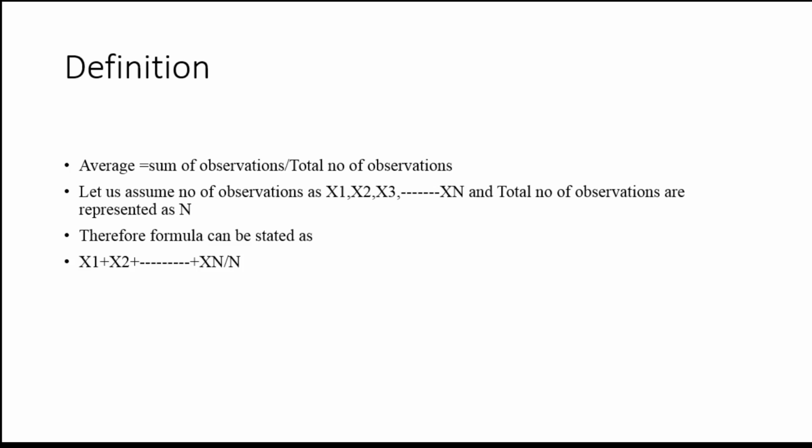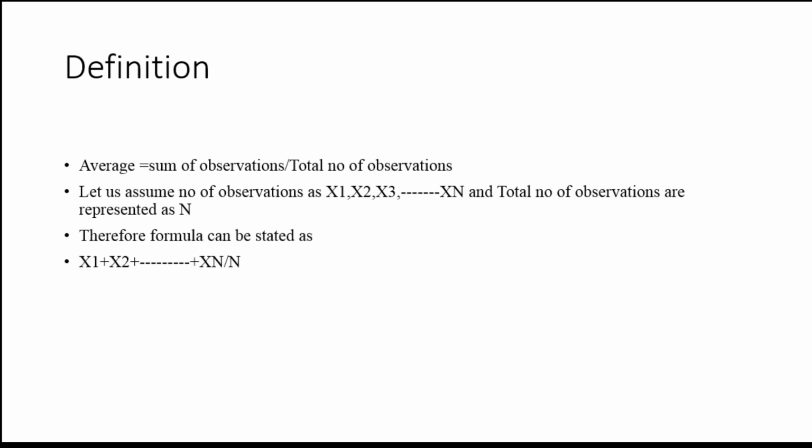If I want to calculate the average temperature of a day, I'm just going to take the temperature readings at particular time instances in a day. Let me say I take the temperature at 6 a.m. in the morning, again at 7 a.m., and again at 12 p.m. in the afternoon. I'm going to add all these readings and divide by 3 because I have taken only 3 observations. This is how we can calculate the average. So average is the sum of observations by total number of observations.